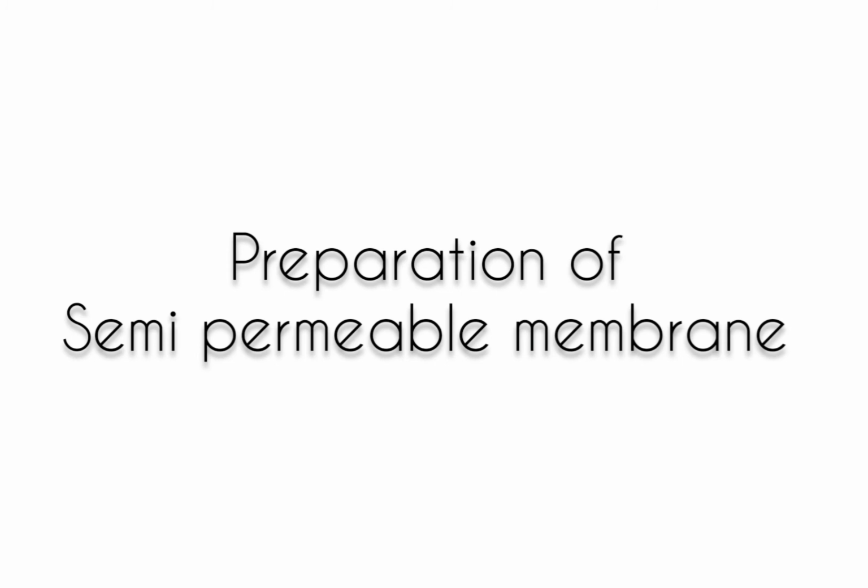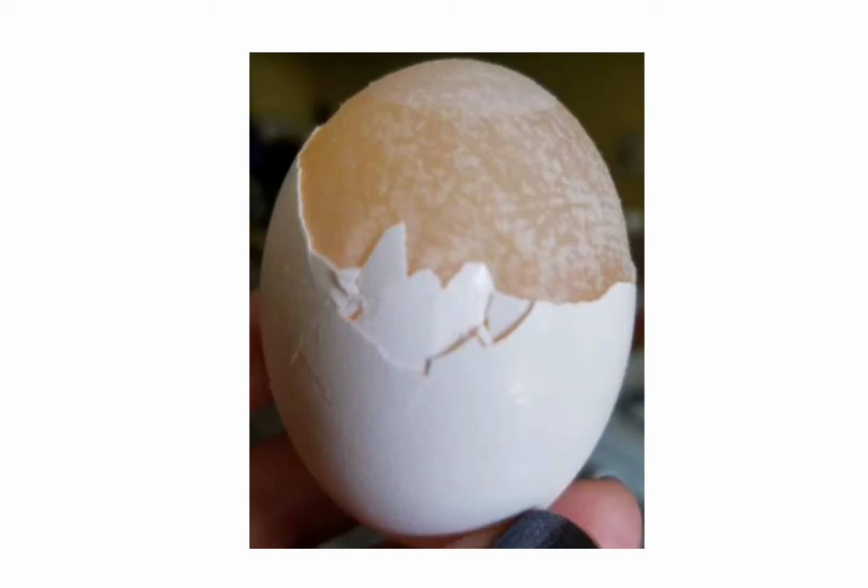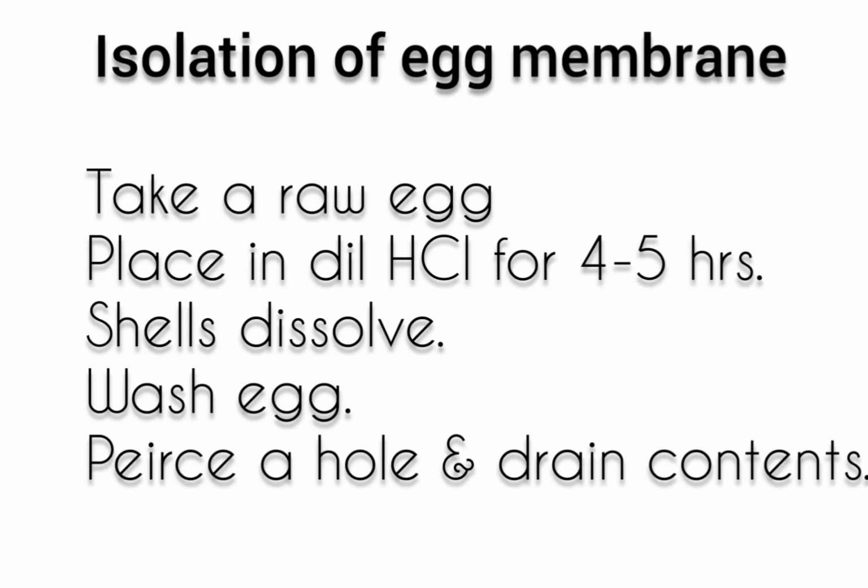Let us see how we can prepare a semi-permeable membrane. When you take a boiled egg and break it, you might have observed a thin layer under the eggshell. This layer is a semi-permeable membrane. It prevents free entry of materials into the egg. Only certain materials are allowed to enter. You can isolate this membrane.